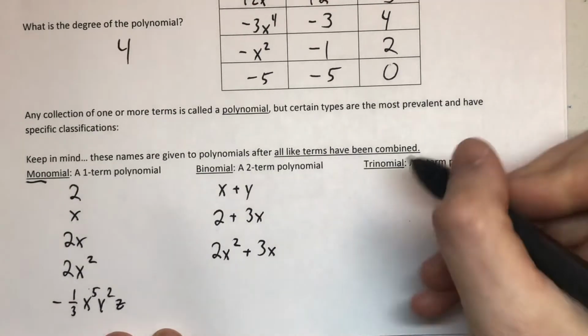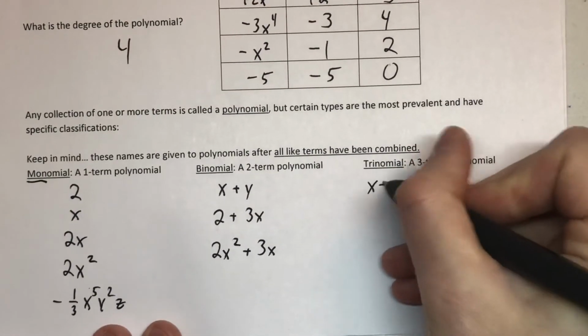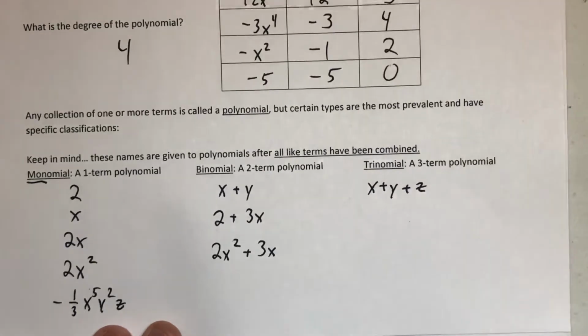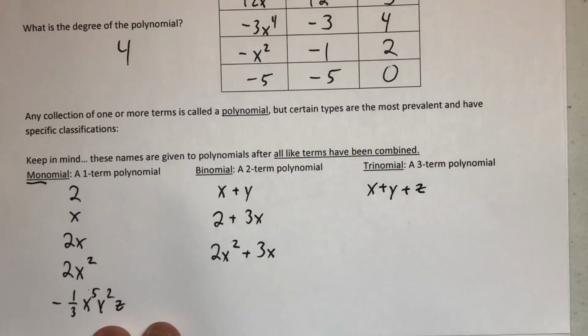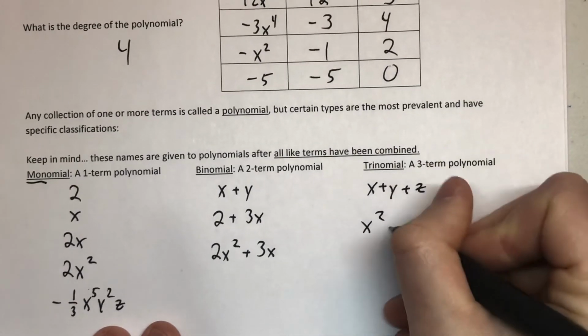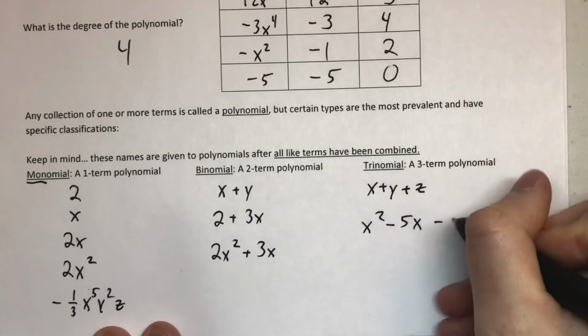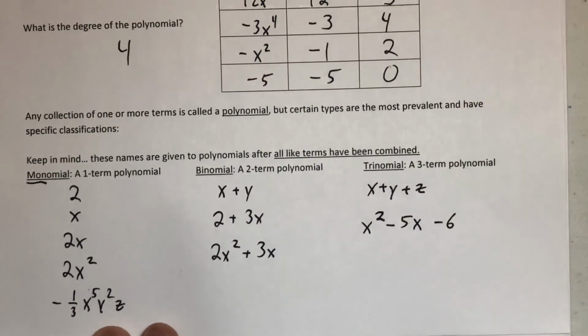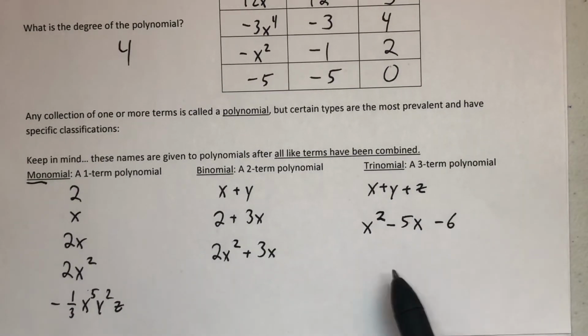And then of trinomials, again, same thing. They've got to all be different. So maybe x plus y plus z, right? 3 different terms. But the most common trinomial we will see, and we'll talk a lot more about this in this chapter and the next, would be something like this. Maybe x squared minus 5x minus 6. And we will see this pattern over and over again.